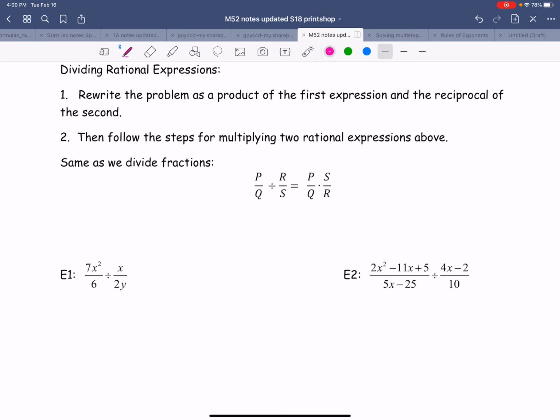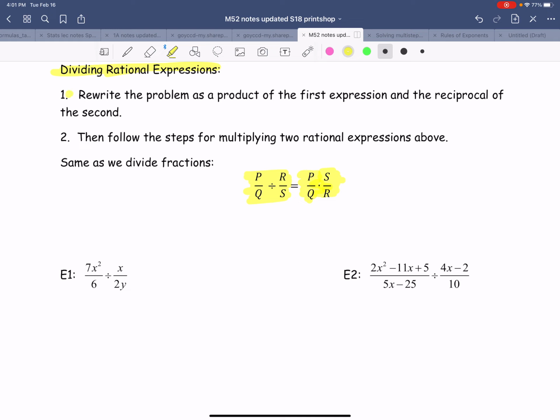In this video, we are going to look at some examples of dividing rational expressions. Just like the way we divide two fractions, p over q divided by r over s, we keep the first fraction as it is, change the division sign to multiplication, and flip the second fraction. And then it becomes a multiplication problem.